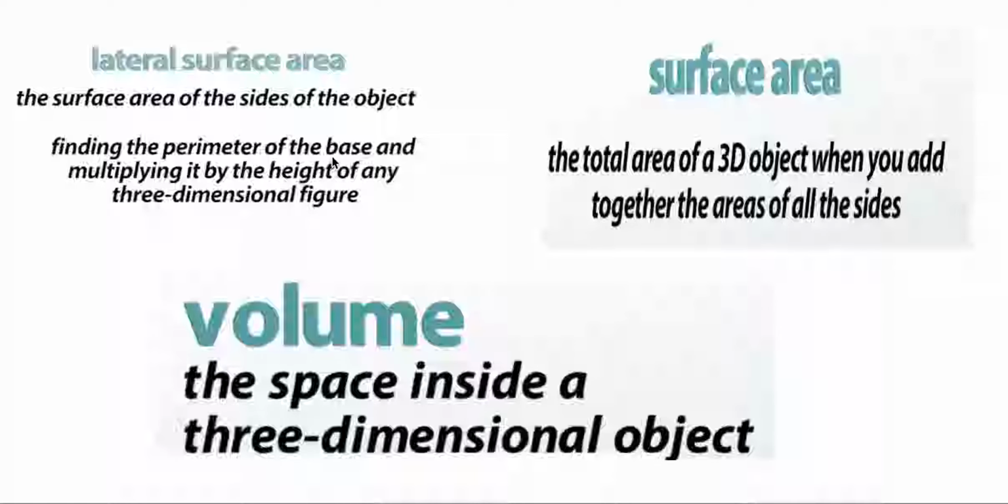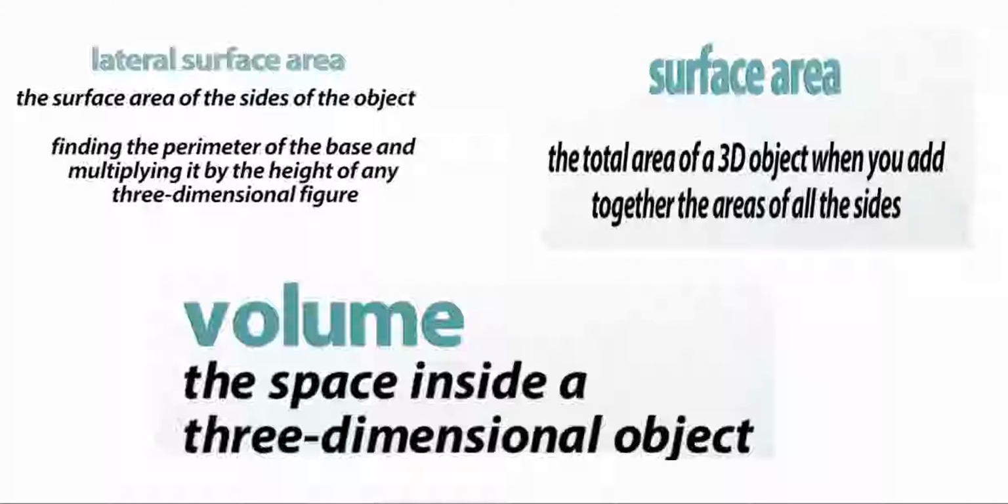So when I think about, again, my soup can example, I'm thinking about the place where the label would go around the outside. For Hormel chili, it's where the label goes around the outside of that can. Find the perimeter of the base and multiply it by the height of any three-dimensional figure. That's how we're going to solve it.